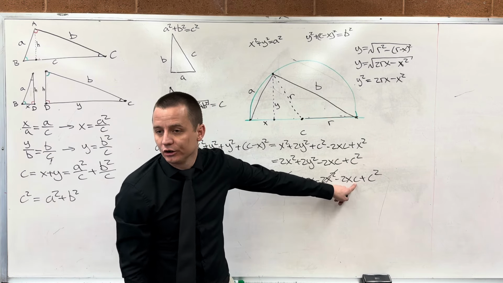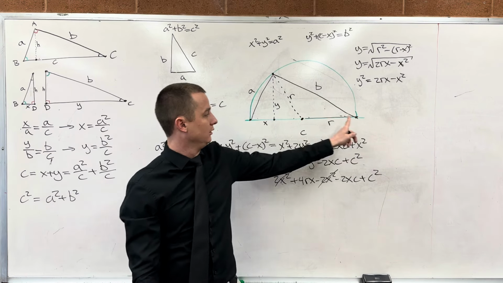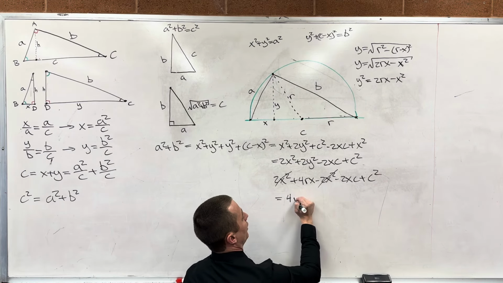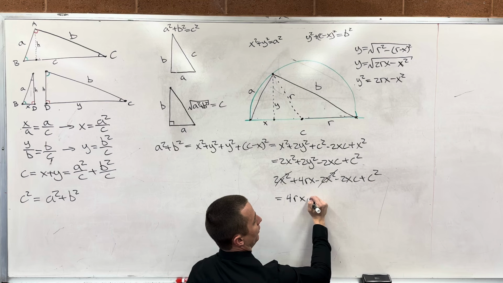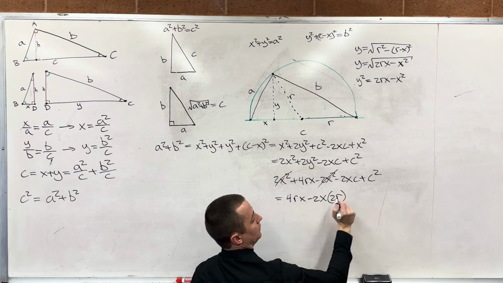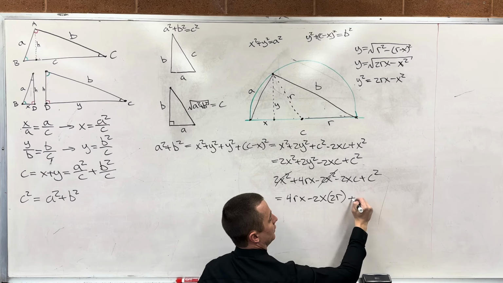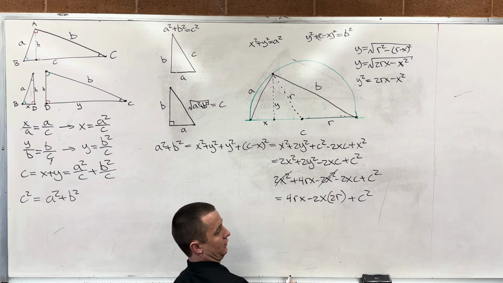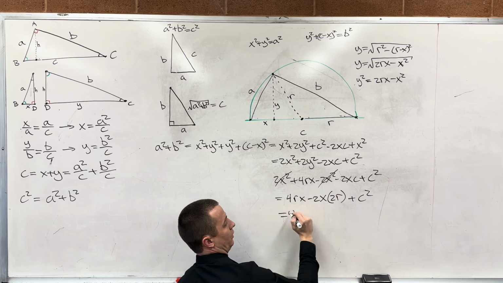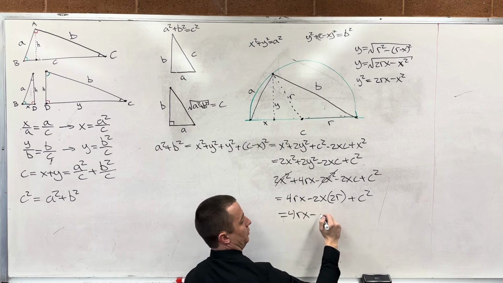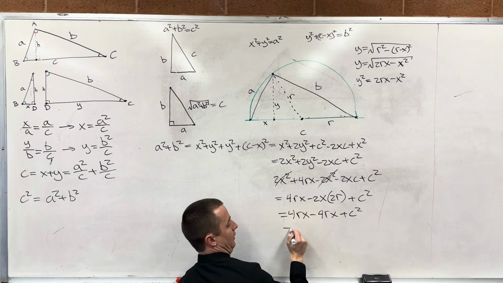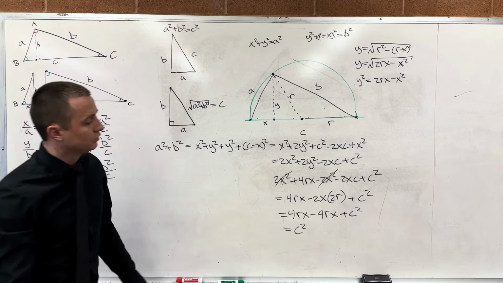And what is c in terms of r? Just 2r. So this is going to be equal to 4rx minus 2xc, and c is 2r. You could also rewrite r in terms of c over 2. Well, we're good now because 4rx minus 2 times 2 is 4rx plus c squared. And then we get c squared, which is what we wanted.